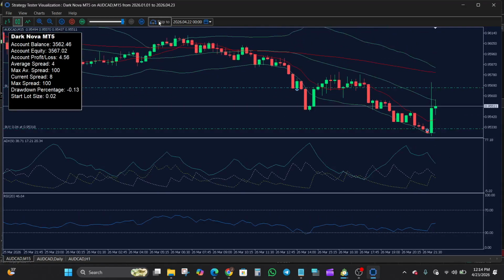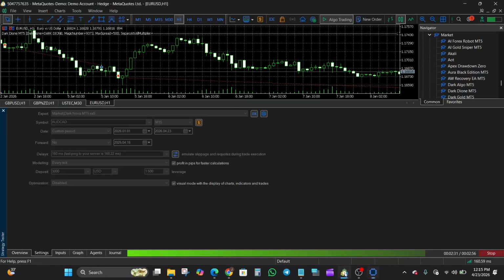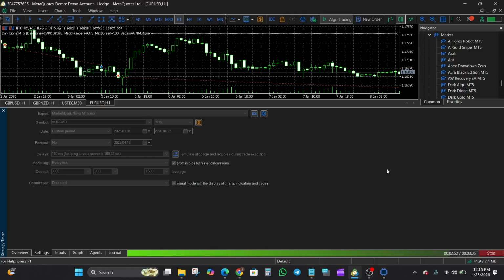So we are just going to skip to the end of this backtest and head over to our results. We're going to analyze the results together. Just a few seconds and we are going to have our results out. We're going to see how the EA performed over about 3 months and 22 days, roughly 3 months and 3 weeks. In a moment now, our results will be out.